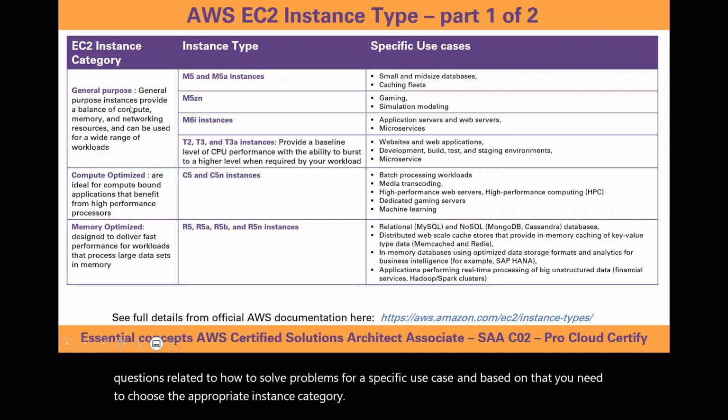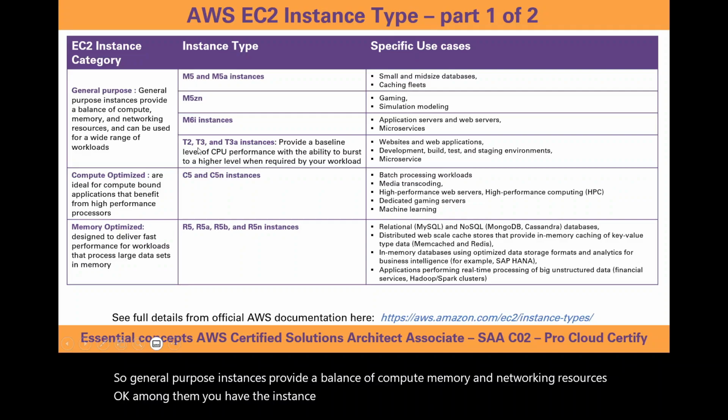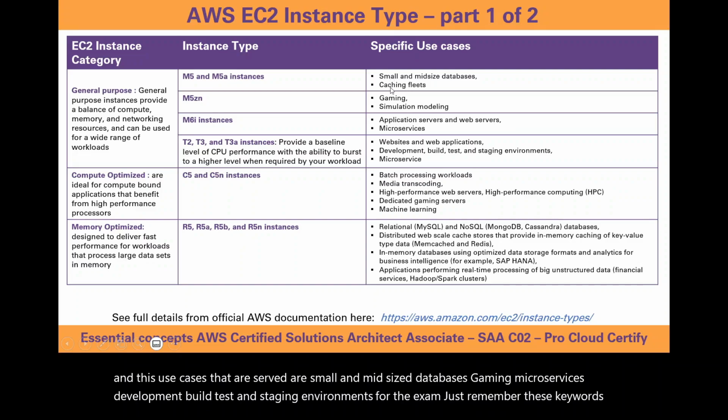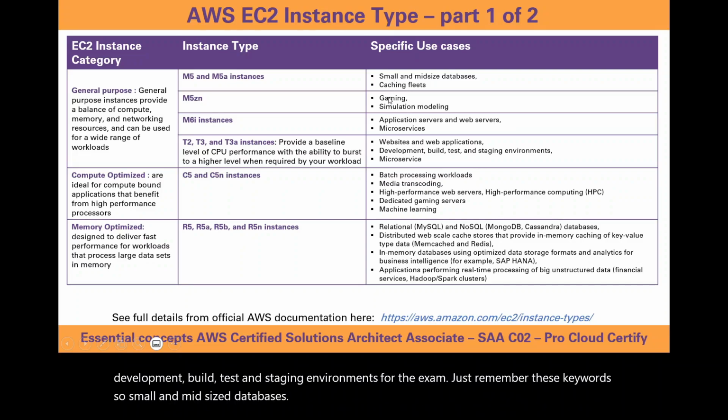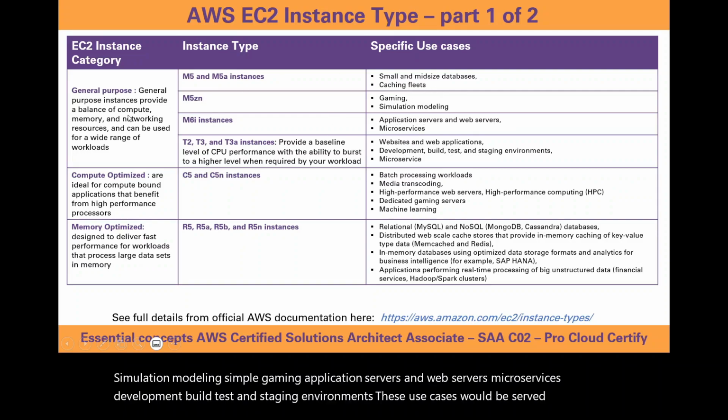General purpose instances provide a balance of compute, memory, and networking resources. Among them you have the instance type families, the M series and the T series. The use cases that are served are small and mid-sized databases, gaming, microservices, development, build, test, and staging environments. For the exam, just remember these keywords: small and mid-sized databases, simulation modeling, simple gaming, application servers and web servers, microservices, development, build, test, and staging environments. These use cases would be served by a general purpose instance category.